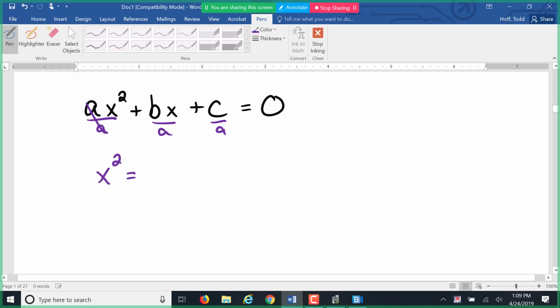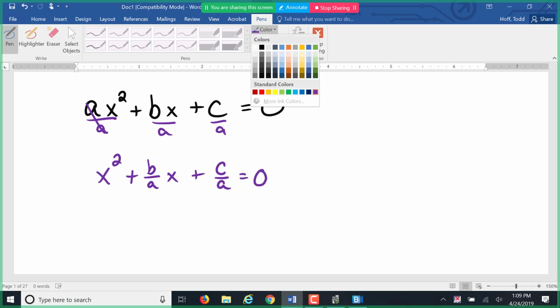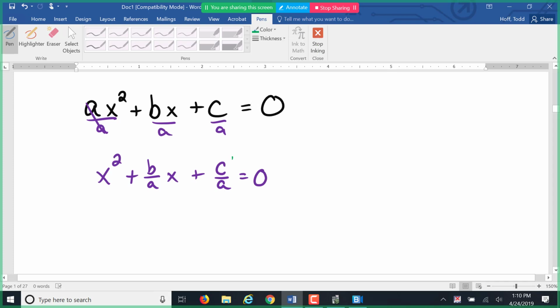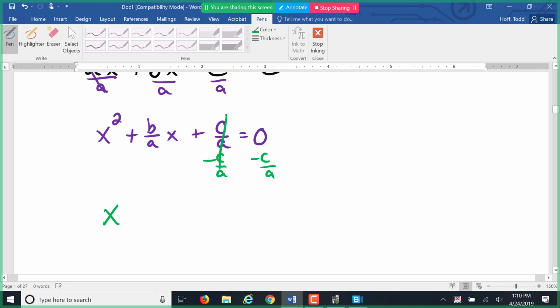So I got x squared plus b over a times x plus c over a equals 0. The next step we did was we subtracted whatever was here. So I'm going to subtract that. Subtract c over a. So I got x squared plus b over a x equals negative c over a.